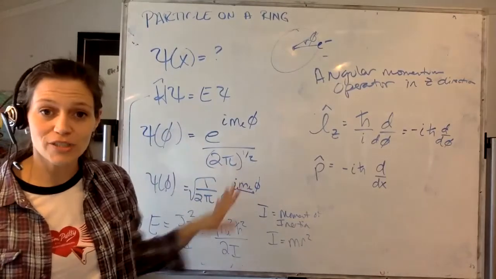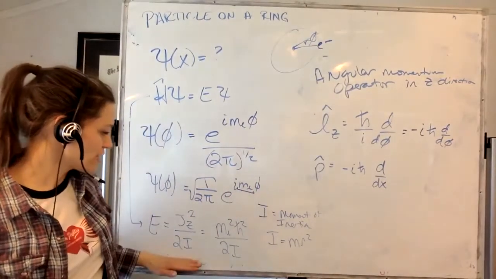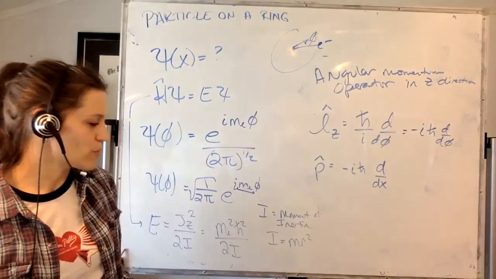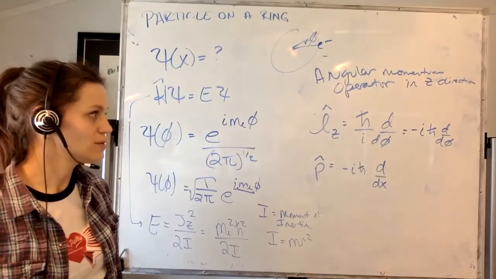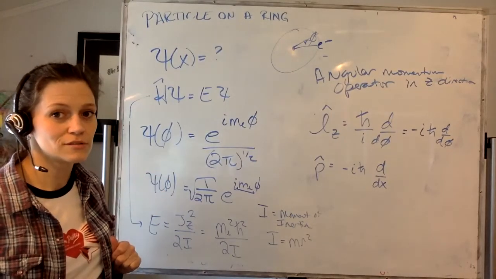Okay, so here's the two-dimensional answer. There's our wave function, which depends on phi. There's our energy, m sub l squared, h bar squared over 2I, I being the moment of inertia. Cool. All right, we're going to complicate the hell out of it by putting this thing in three dimensions. Go team.